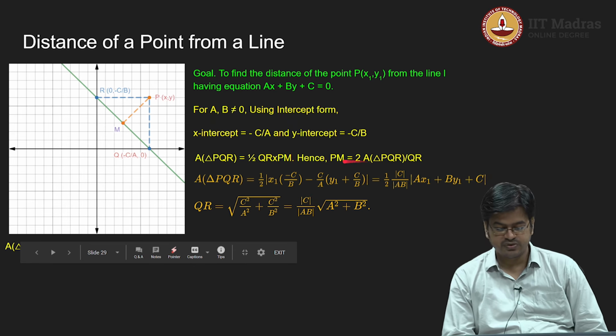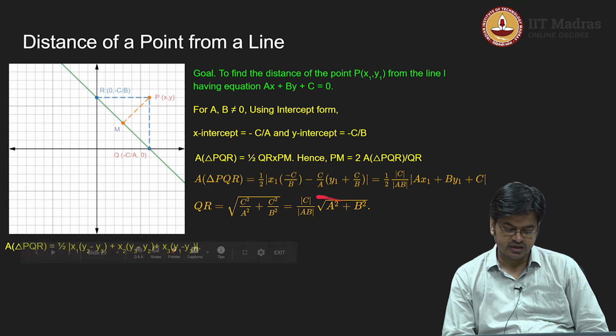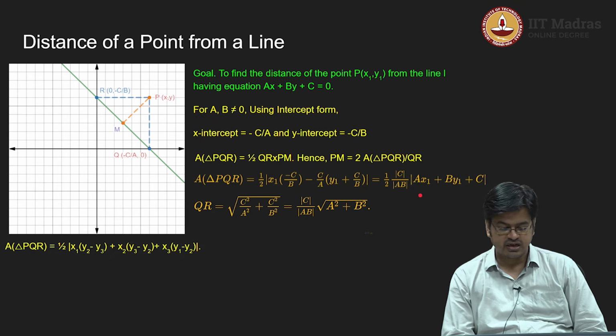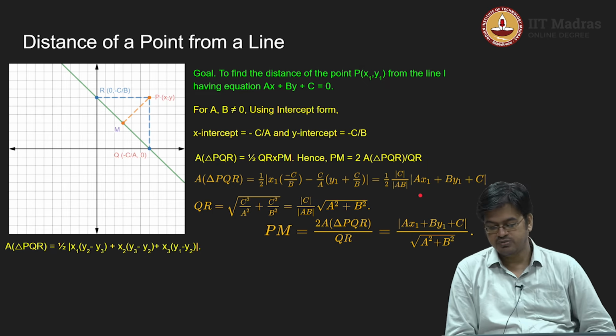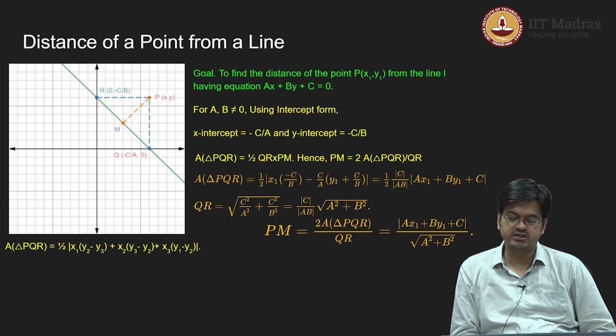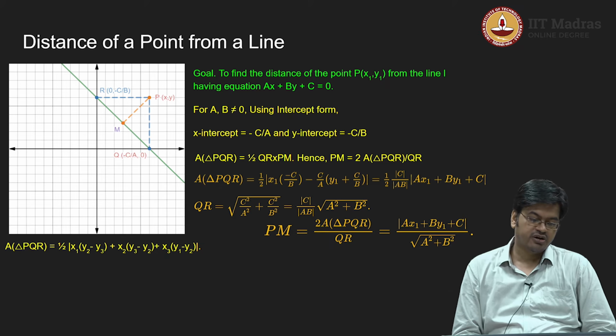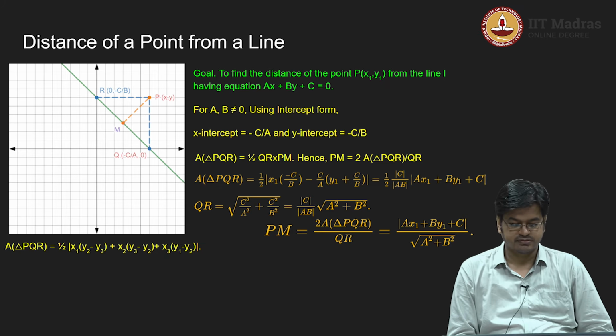And now, if you look at this form, PM, which is the length of the line segment PM, is 2 times area of triangle PQR upon QR. So, now it is just a matter of feeding the values. This half will get cancelled with this 2 and area of triangle PQR is this and QR is this. Therefore, these constants also will vanish because they are same and you will get the formula to be equal to modulus of a x1 plus b y1 plus c upon square root of a square plus b square. This is how you will calculate the perpendicular distance of a point from a line.